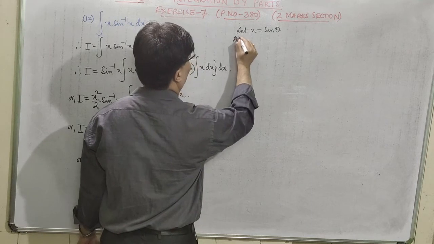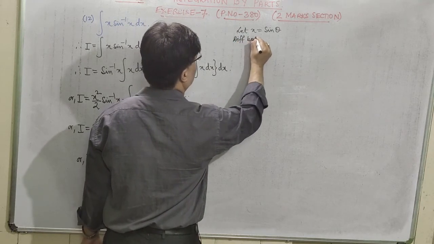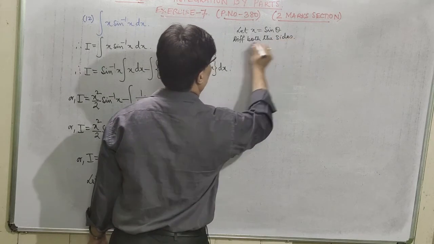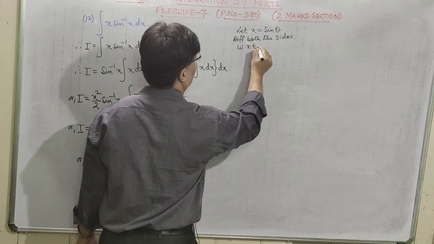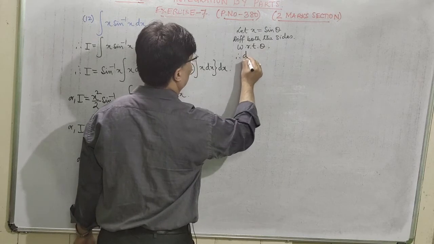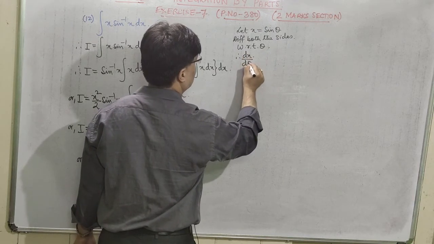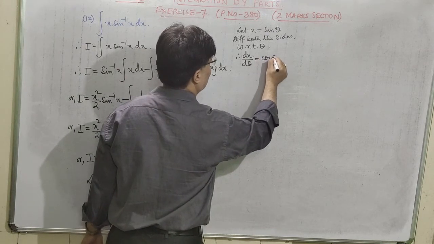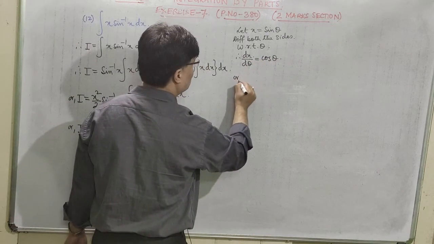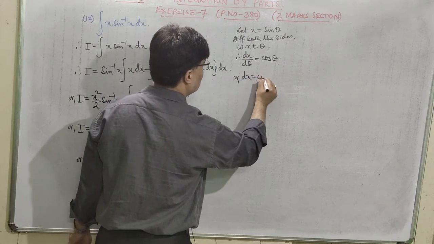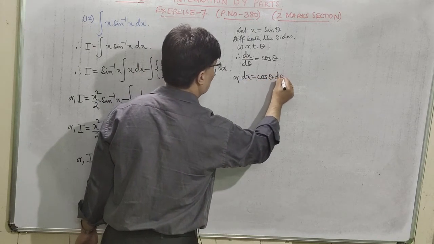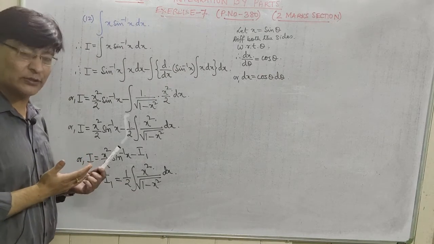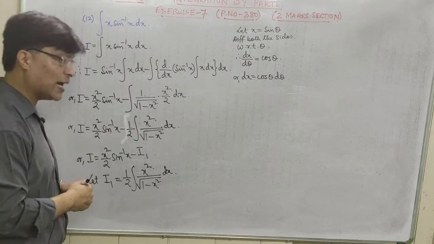Now what will you do now? Differentiating both the sides with respect to theta. So what do we get? dx by d theta is equal to, what is differentiation of sine theta with respect to theta? That is your cos theta. Now let us do cross multiplication. What is dx is equal to? This is your cos theta d theta. So I think you have understood it. Okay. So let us put these values in I1.